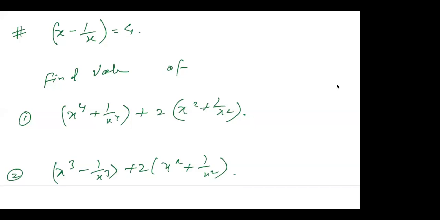First, second, third, x cube minus 1 by x cube is x minus 1 by x into x square plus 1 by x square plus 1, right? x minus 1 by x is given as 4. x square plus 1 by x square is 18, right? 19. Right, ये तीनों values मेरे पास आ गए, right?